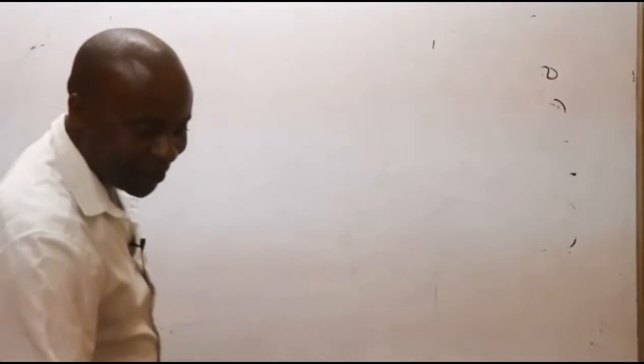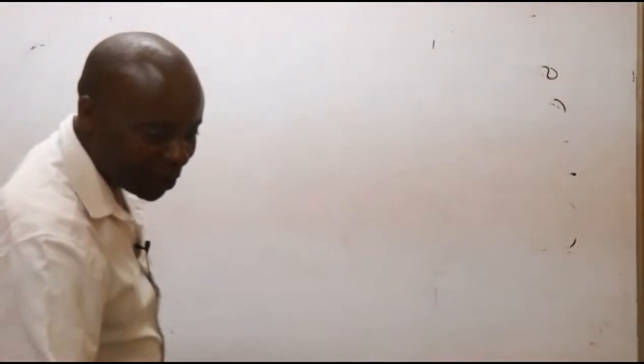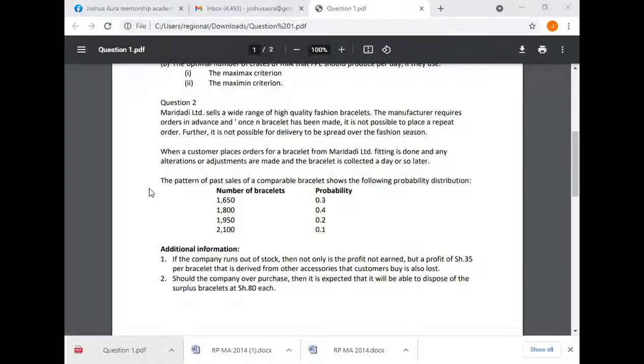This is a very easy question, Nicholas. You made me happy. So we are told here, number of bracelets. We have the supply. This is supply. So supply, we have 1650, 1800, 1950, 2100. And then demand will always be the same: 1650, 1800, 1950, and then we have 2100.